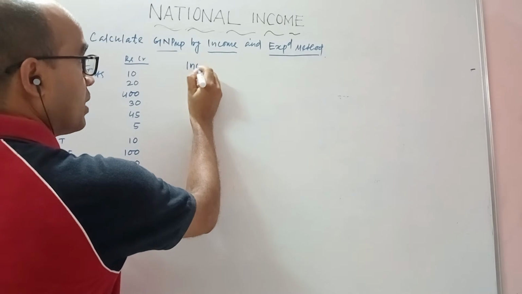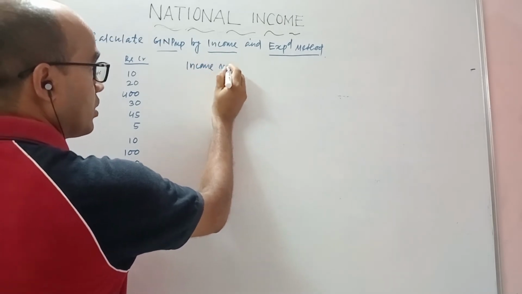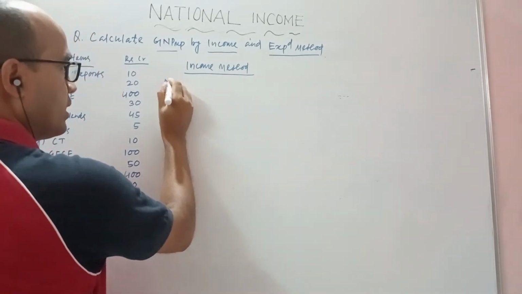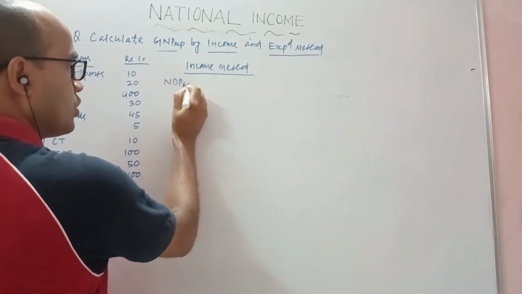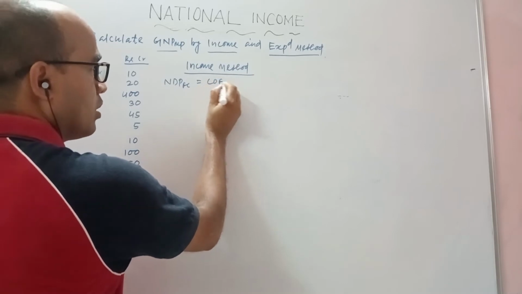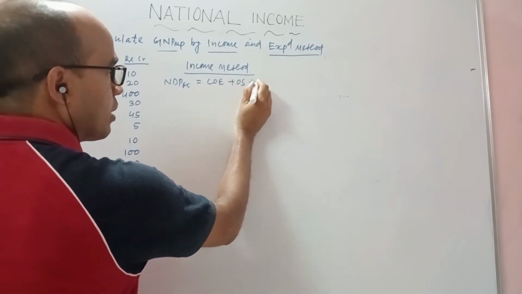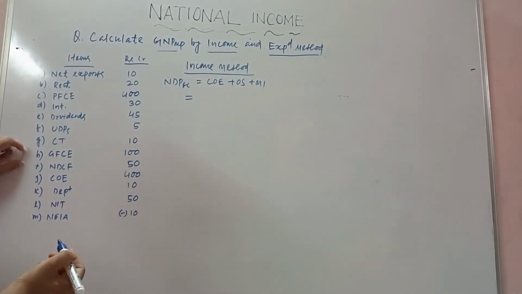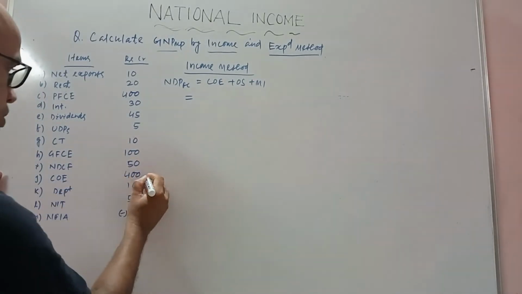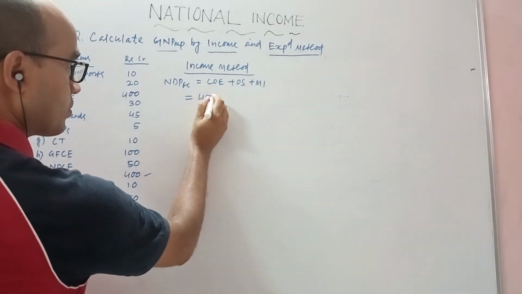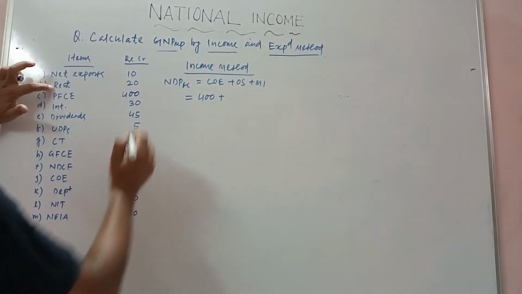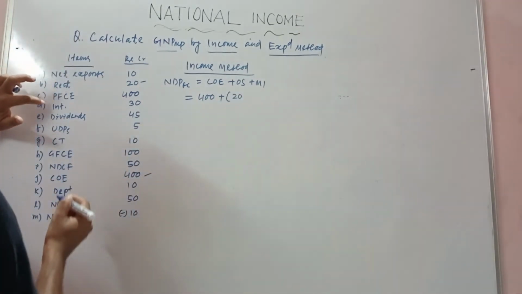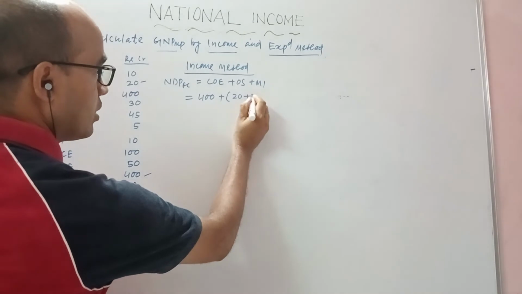First is the income method. Under this method, whatever the question, you write NDPFC equals COE plus OS plus MI. COE is given as 400. Operating surplus: rent is given at 20. After that, interest is 30.